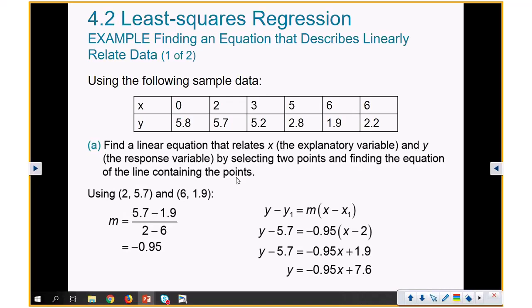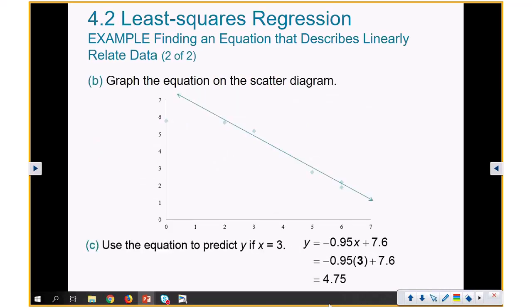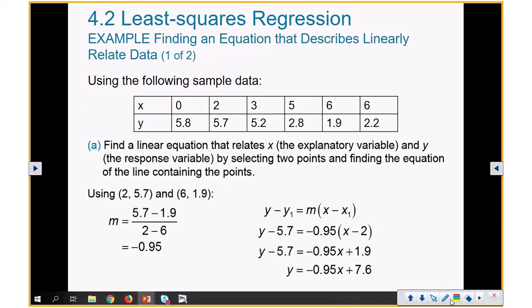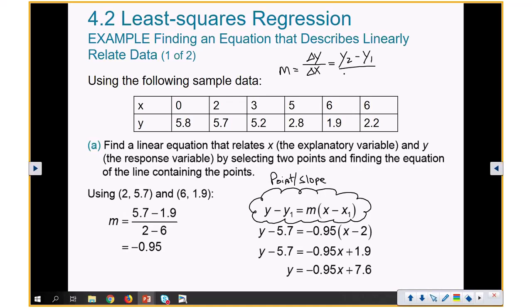The formula for slope here is the point slope equation. This right here is the point slope equation. It's used when you have a point and a slope. So if you have a point and a slope, you use that formula. The formula for slope, m, is equal to delta y over delta x, which is equal to y sub 2 minus y sub 1 over x sub 2 minus x sub 1. Change in y over the change in x. This is x sub 1, this is y sub 1, this is x sub 2, this is y sub 2.